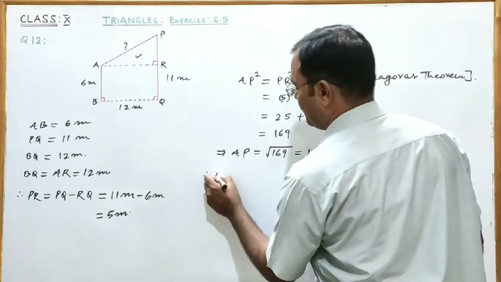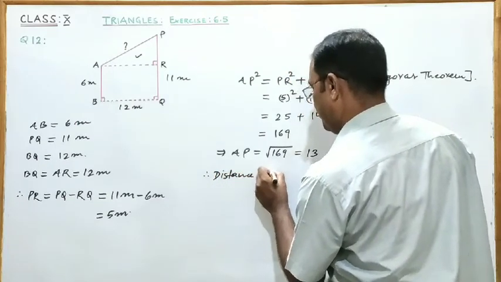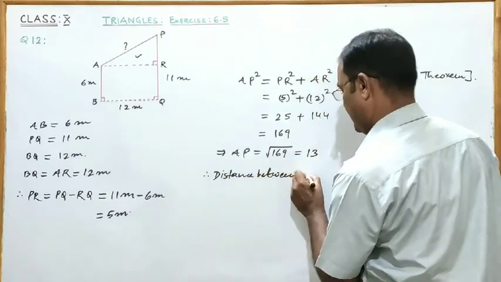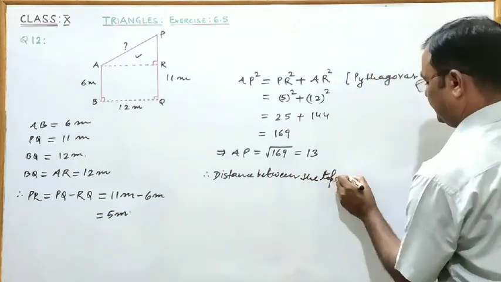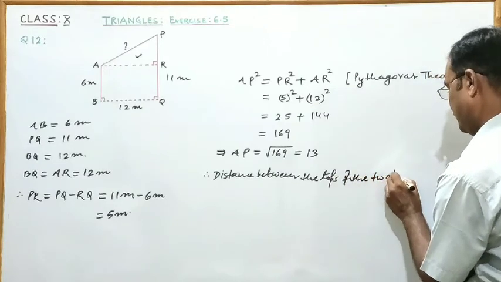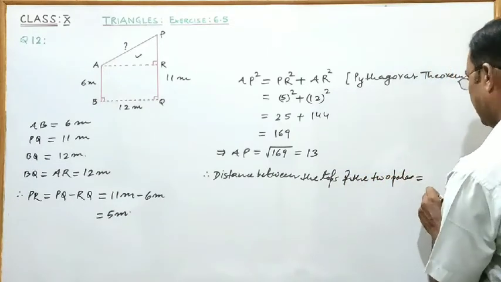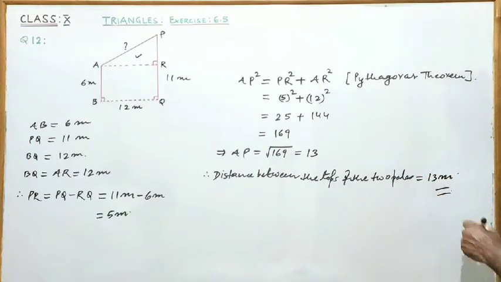So therefore the distance between the tops of the two poles is equal to 13 meter, and this is the answer.